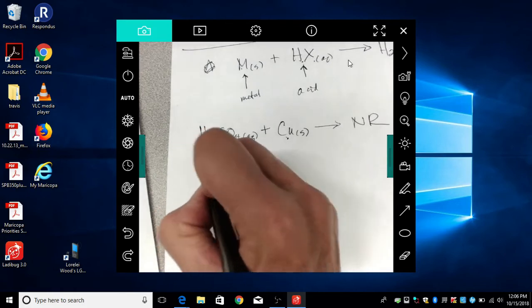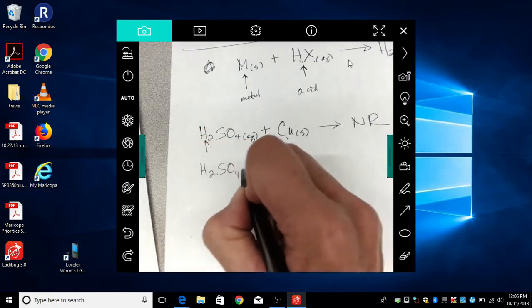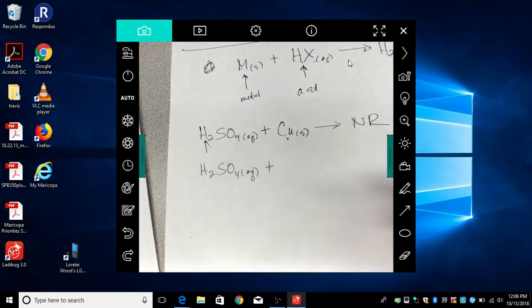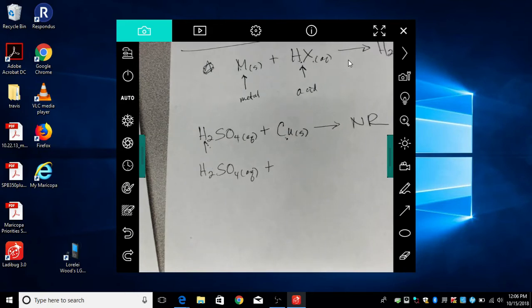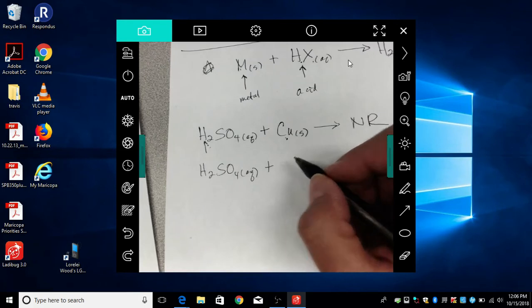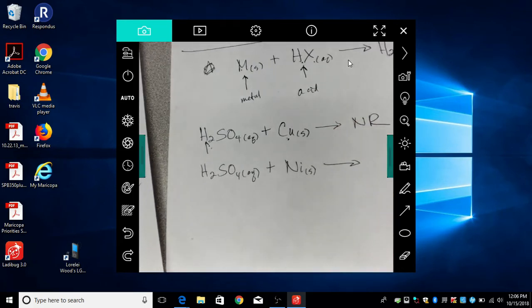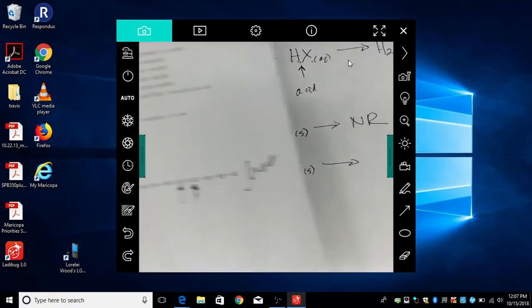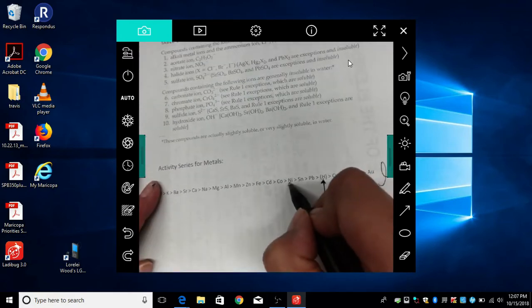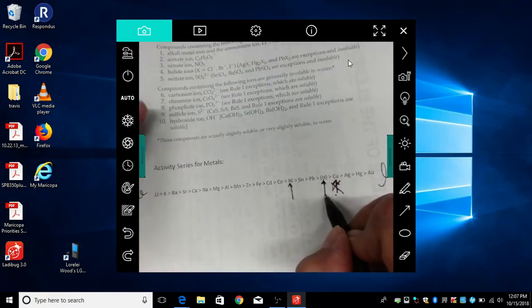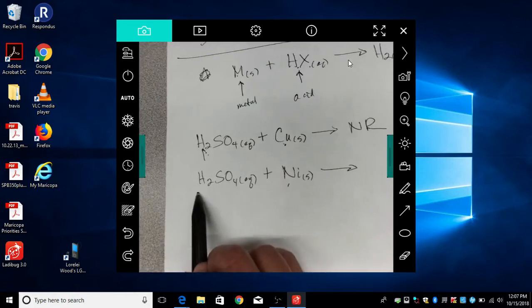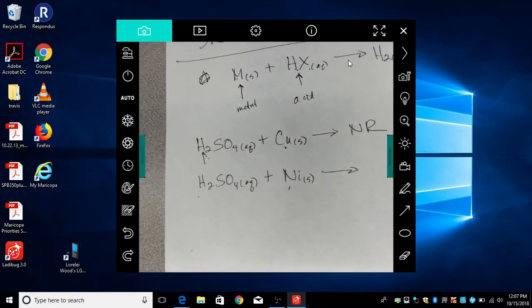Let's try another one. Let's try H2SO4. And that's important to know because on the exam you may get ones that are not going to be as reactive. Let's try some nickel. We'll drop some nickel down in there. Is that going to work? I'm not looking at copper anymore. There's the nickel. There's the hydrogen. Nickel's more active than hydrogen, so is it going to work? Yes, so we will have a reaction.